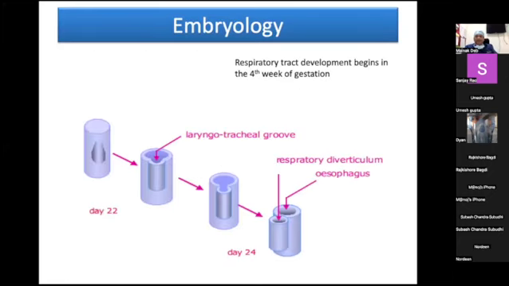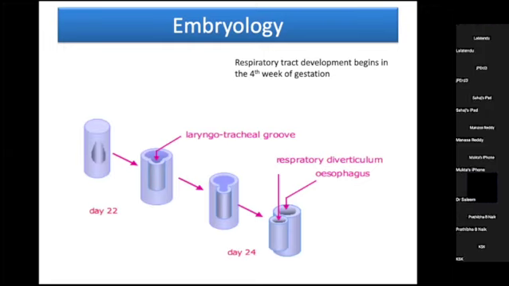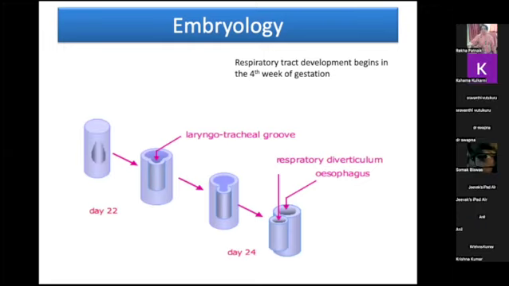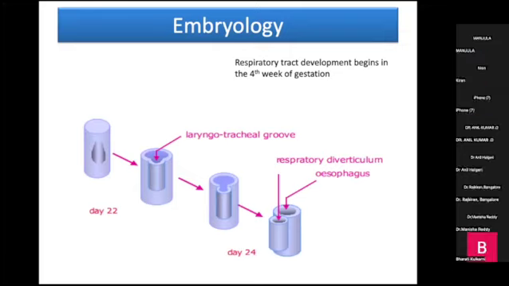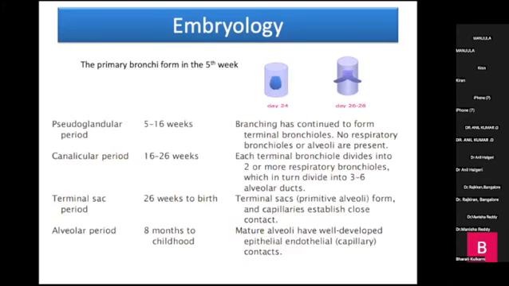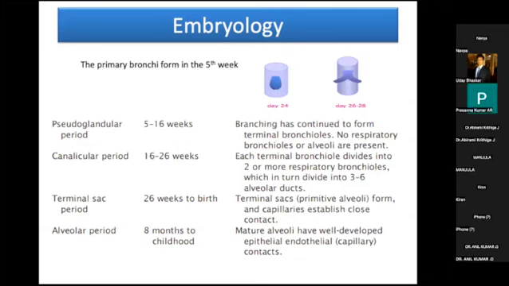So let's quickly revise how the lung and the respiratory tract develop. The respiratory tract development begins around the 4th week of gestation with the laryngotracheal groove forming and the foregut dividing into the respiratory diverticulum and the esophagus. Beyond the 5th week, the primary bronchi have started to develop, the pseudoglandular period has started, and branching of the terminal bronchioles begins from the 5th to 16th weeks. They continue into terminal bronchioles, and the respiratory bronchioles start to be seen around 16 to 26 weeks in the canalicular period.